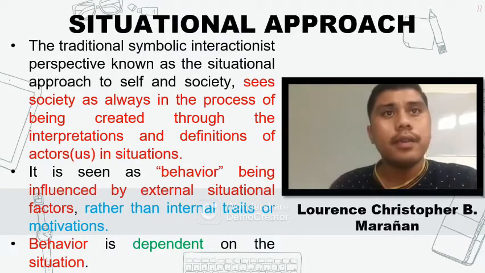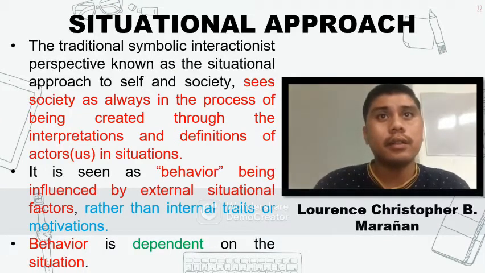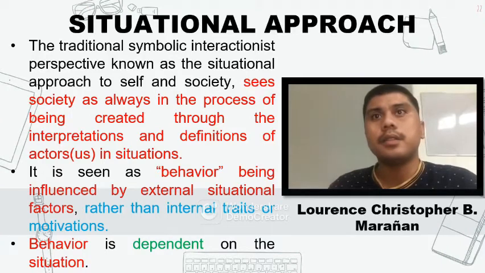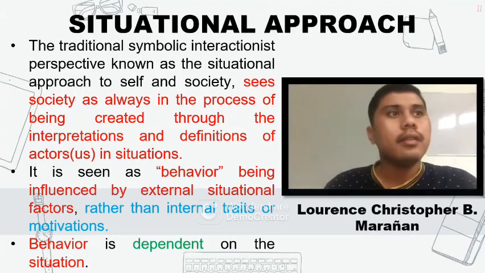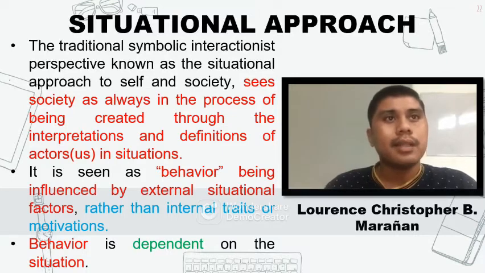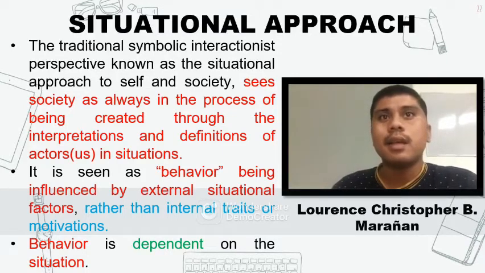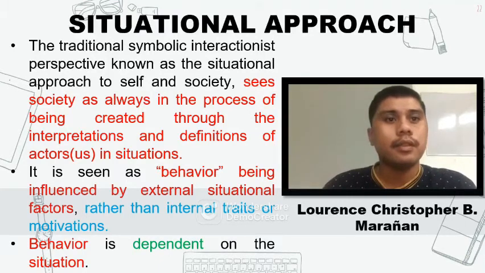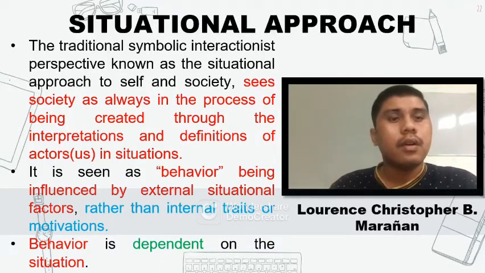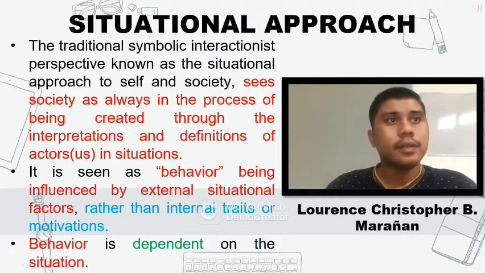By definition, the self is a relatively stable set of perceptions of who we are in relation to ourselves, others, and to social systems. The self is socially constructed in the sense that it is shaped through interaction with other people. So, for short, the self is who we are through the interaction with other people. First, let us tackle the situational approach.